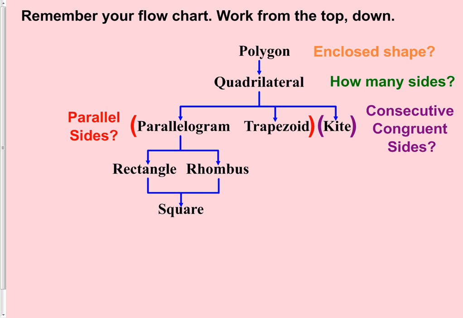Okay, if you do not have any parallel sides, then you need to check and see if you have consecutive congruent sides. So we're going to look for two sides in a row that have the same overall length, and then two other sides in a row that have the same overall length. If you do find that, then you have discovered a kite, and there's nothing further to look for. Now back to the parallelograms.